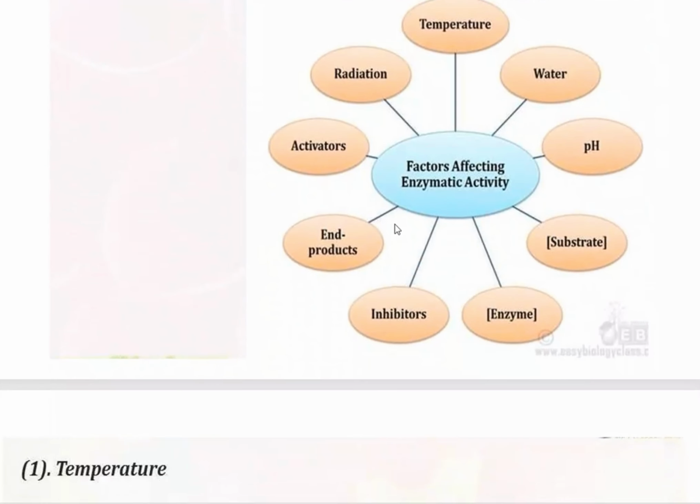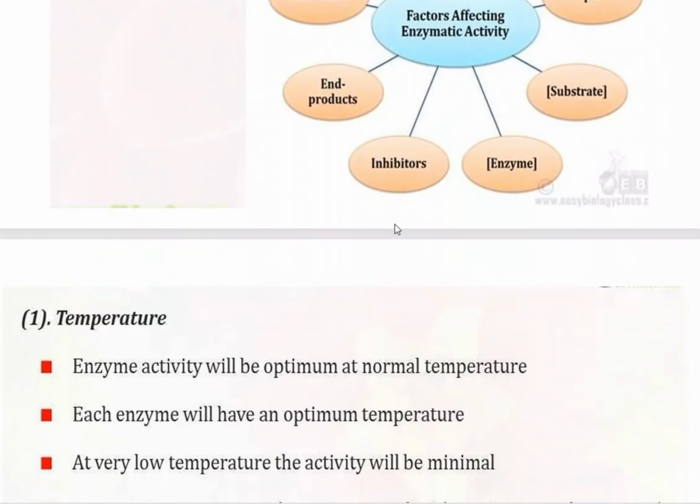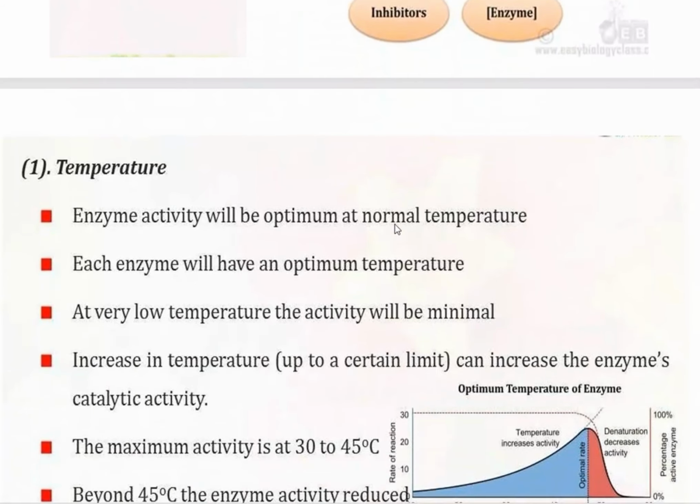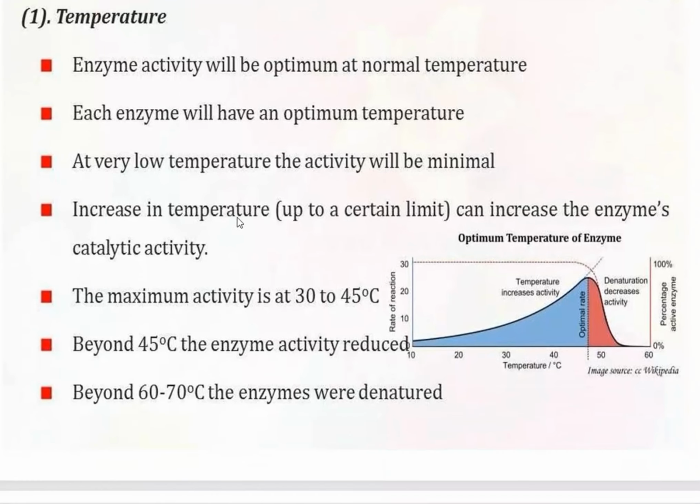Now, if we discuss the factors one by one, first of all, temperature. As you know, enzyme activity will be optimum at normal temperatures, and each enzyme has an optimum temperature. At very low temperatures, the activity will be minimal. Increase in temperature up to a certain limit can increase enzymatic catalytic activity. In the graph, you see 10 degrees, 20, 30, 40 degrees, but this is the optimum temperature where the curve is bell shaped, and in this area the enzyme activity is maximum.